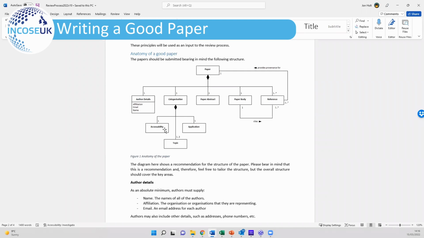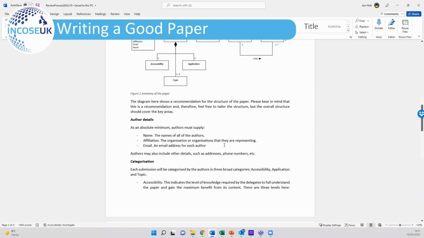The paper abstract, as you can see here, should be the same as what was submitted. Obviously, you might update it between submitting the abstract and writing a paper, but essentially it's got to be the abstract for the right paper. And then we've got the paper body, which I'll talk about in a moment, and the set of references. Okay. So let's go through what these things are.